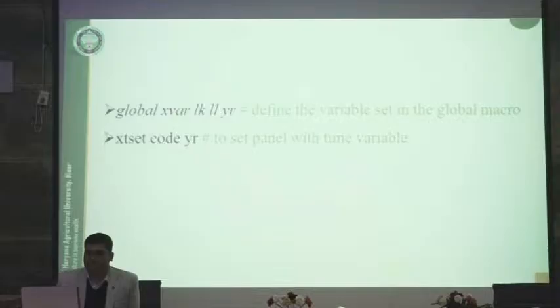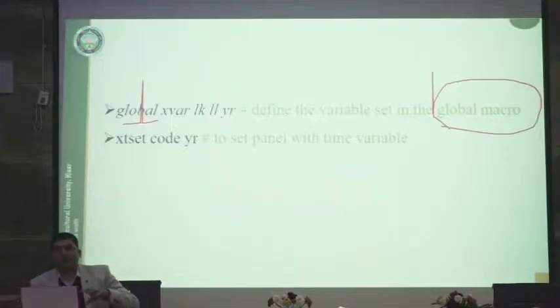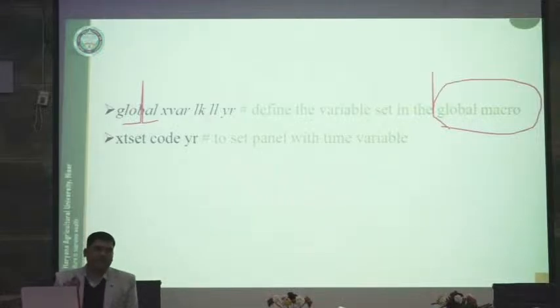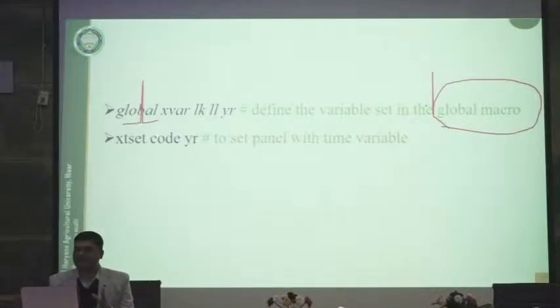This first code is global. Global means there is a global macro. If we have hundreds of input variables, then each time you have to write each variable for any regression or for any model. Then this global macro will make a single variable of all the independent variables. It makes a single variable.